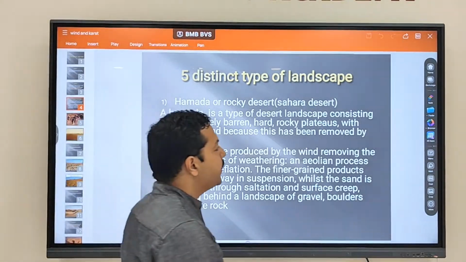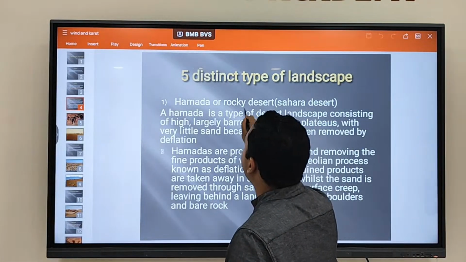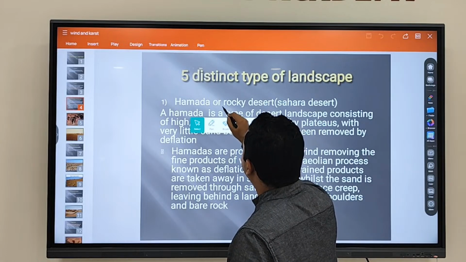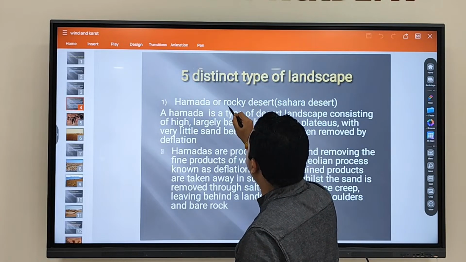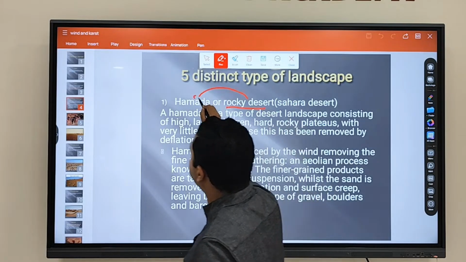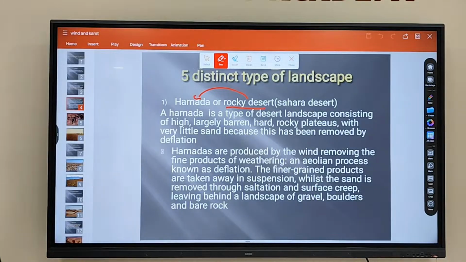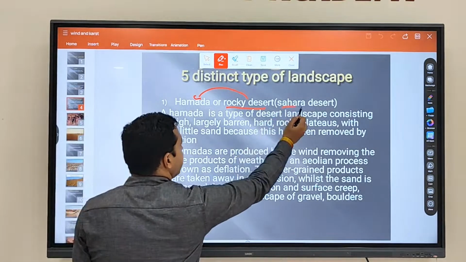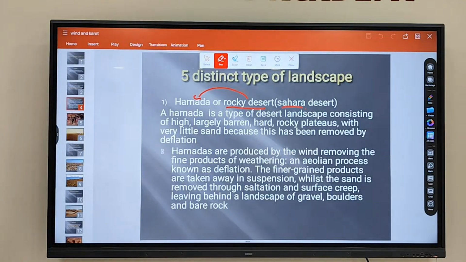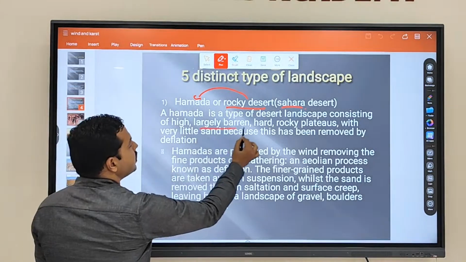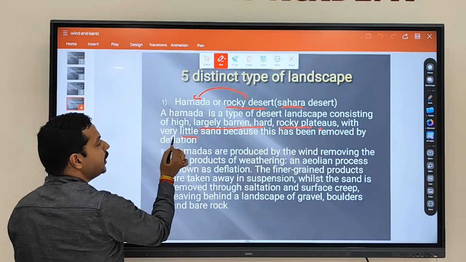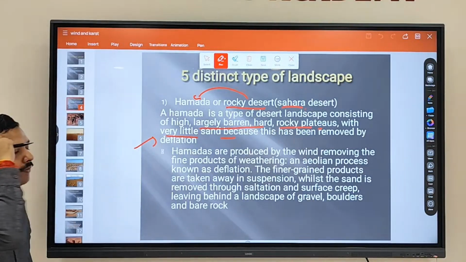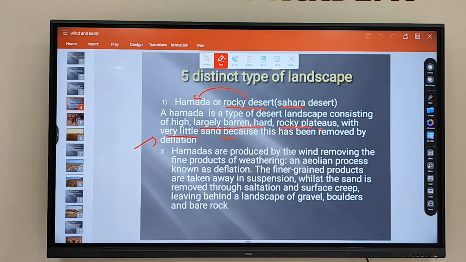The first type of desert we classify as a rocky desert. Rocky deserts are also known by the name Hamada. Clear? Example of a rocky desert is which type of desert? Sahara desert. Sahara desert is an example of a rocky desert. So here you will find largely barren, hard, rocky plateau with very little sand. So when you find rocks, very little sands, such types of deserts are called what? Rocky deserts or Hamada.